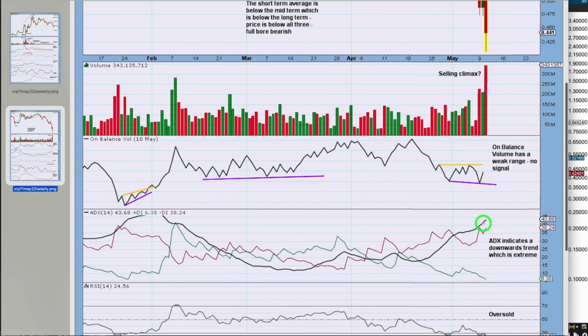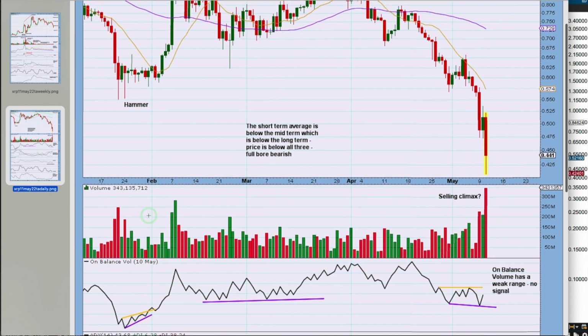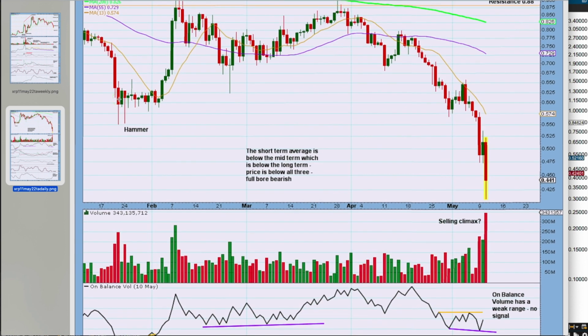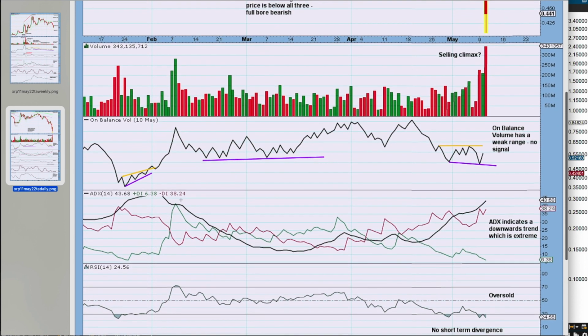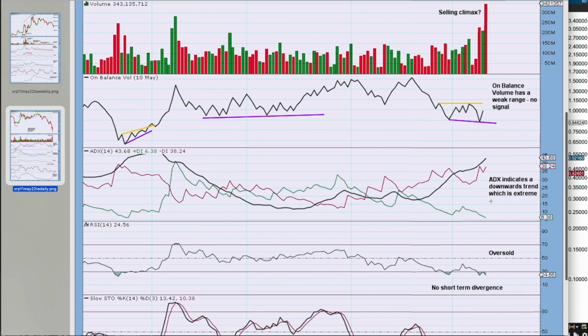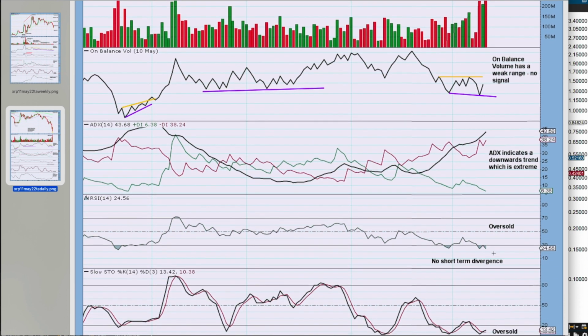At the daily chart level, ADX indicates a downward trend which is extreme and quite close to very extreme. If the ADX line reaches 45 or above, then the downward trend would be very extreme. It has reached that before. Back here, the downward trend was very extreme. It didn't tend to stay there for too long. So again, I think the low is possibly not here today, but coming sooner rather than later, maybe within a week or two now. RSI at the daily chart level is oversold.